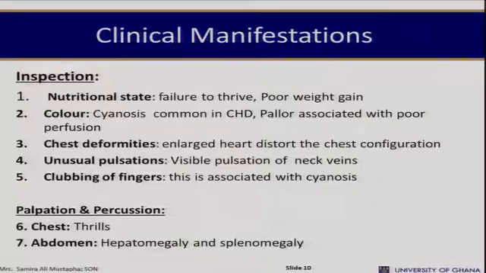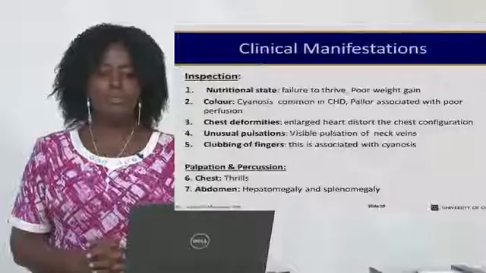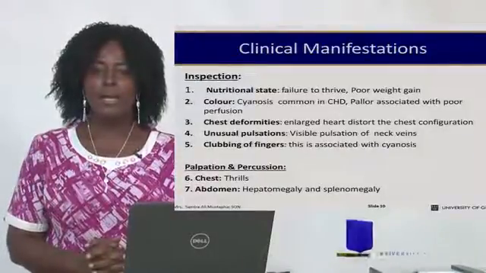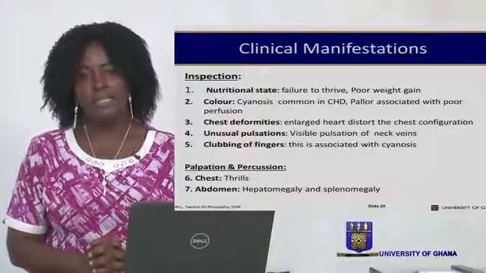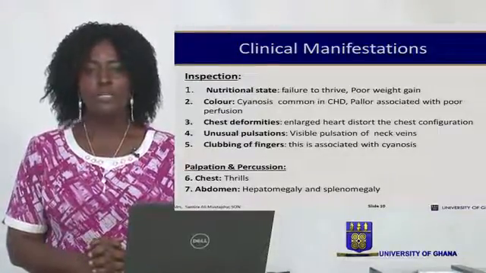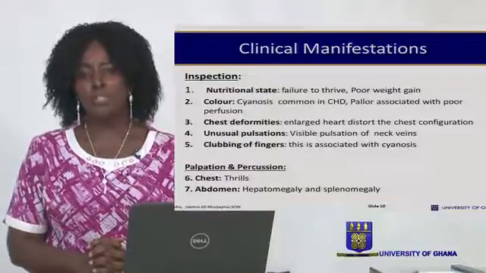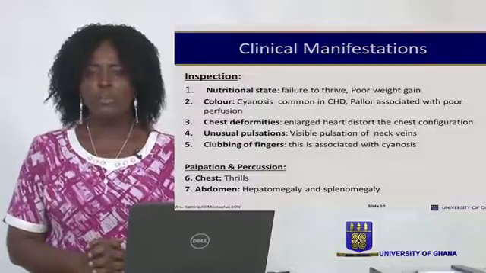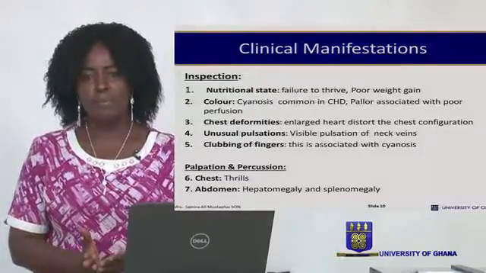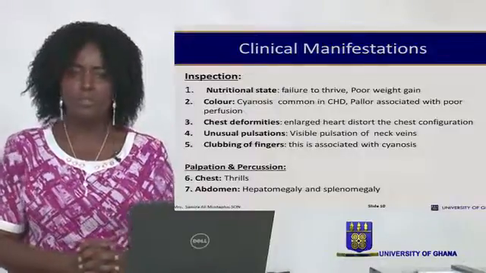So clinical manifestation. On inspection, you see that the nutritional state will depict failure to thrive. There will be slow and poor weight gain, and there will be cyanosis in cases where the child has some cyanotic heart disease, and then pallor is also associated with poor perfusion. So you see that the hemoglobin level will not correspond with what you see on inspection because of poor tissue perfusion.